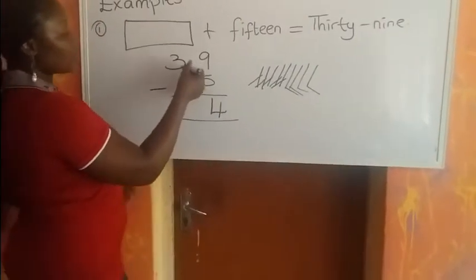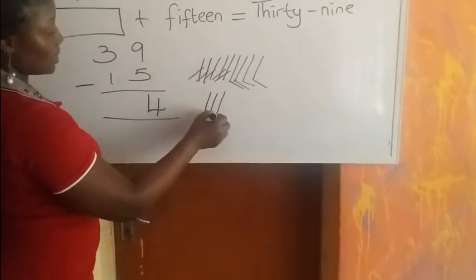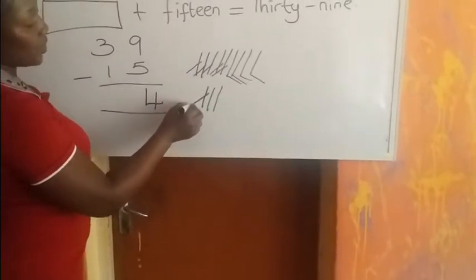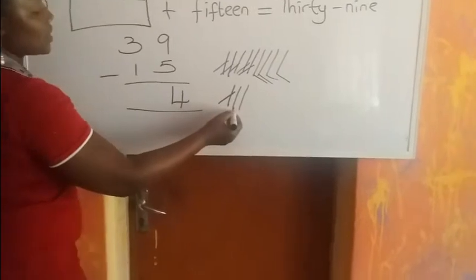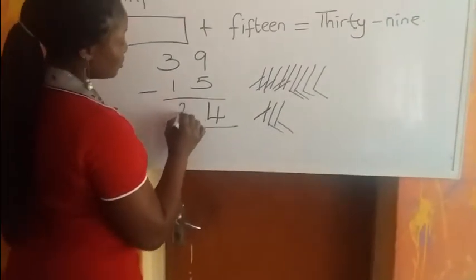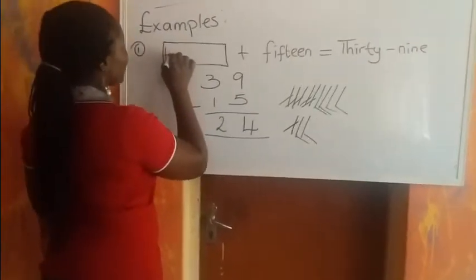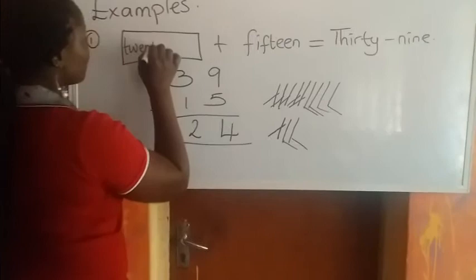Then here, 3 minus 1. 1, 2, 3. And you take away 1. How many are we left with here? 1, 2. Our answer is 24. You spell your 24 in your box.